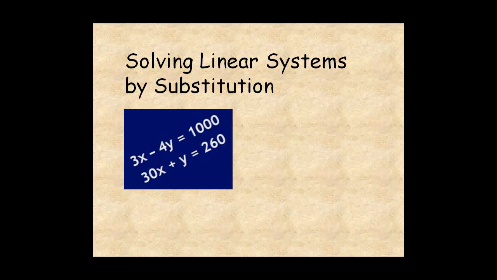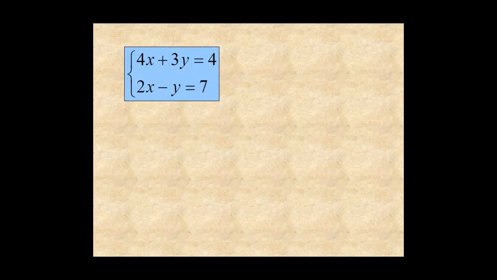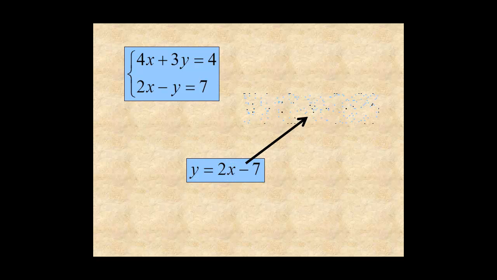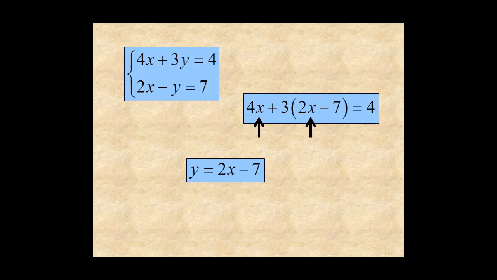This lesson shows how to solve linear systems by the substitution method. A linear system has two equations. Each equation has two variables, x and y, so neither equation can be solved. However, if you substitute one equation into the other, you have an equation with only one variable, which can be solved for x equals 2.5.